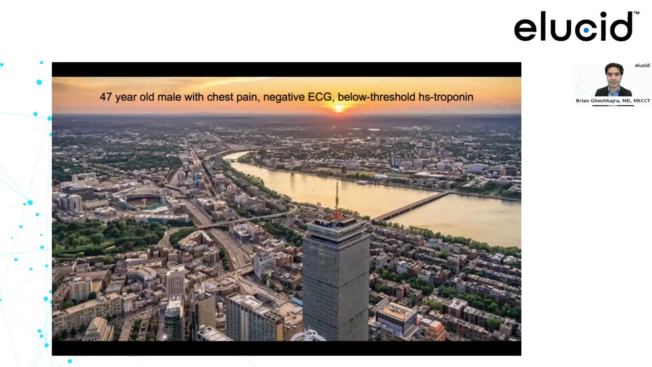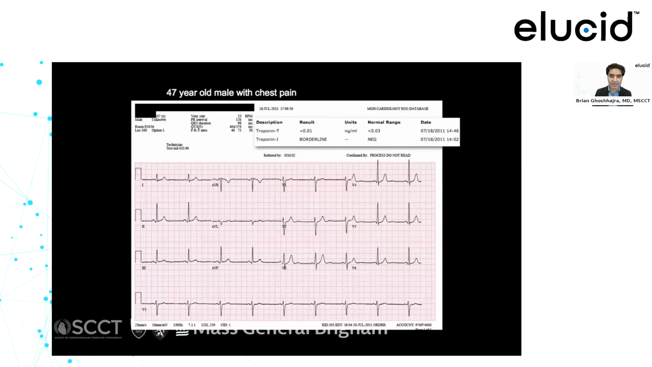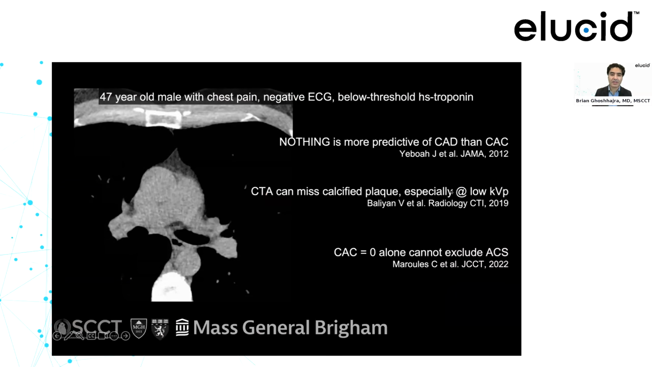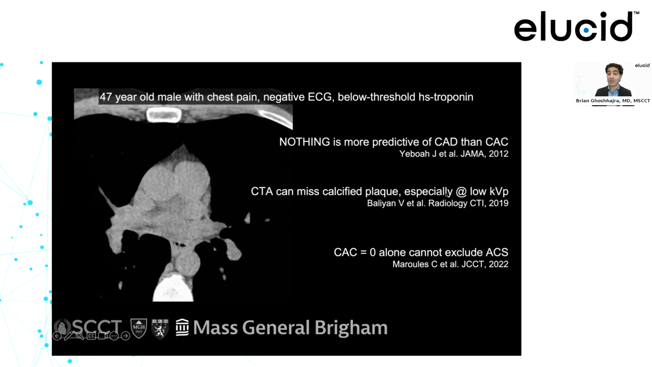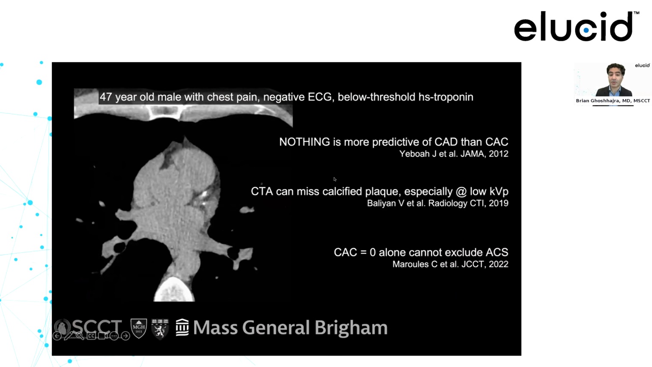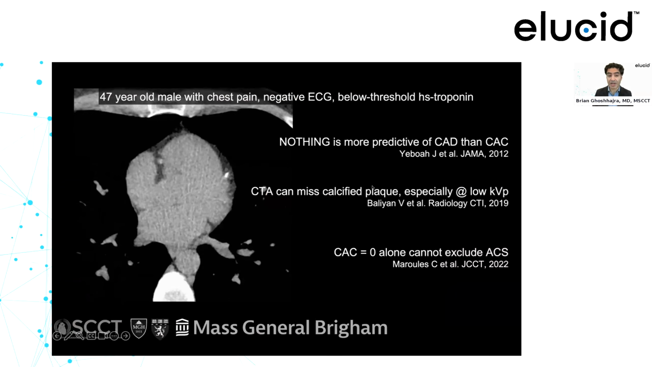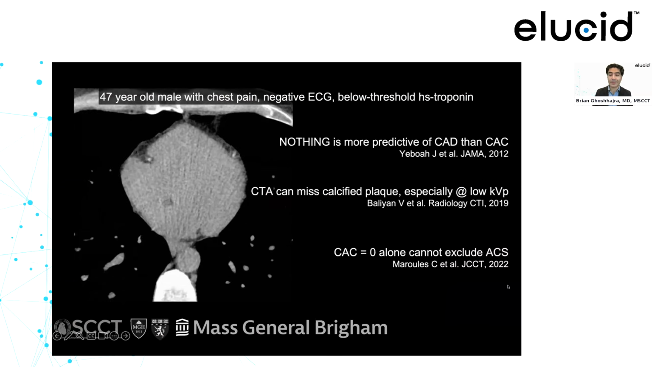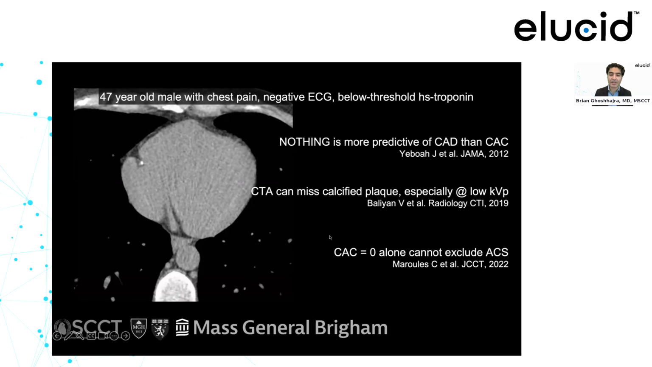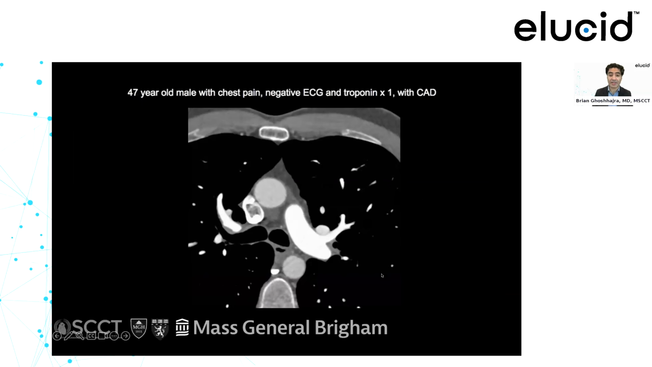Here's one more case just to kind of complete the thoughts. A male with chest pain, negative ECG in our ED, negative troponins. The calcium score is predictive of CAD. Calcium score helps you not miss calcified plaque, which can happen at low kVs especially. But if you learn one thing, again, calcium score of 0 does not exclude ACS.